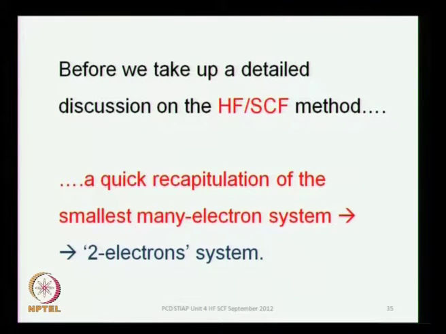Now, before we have a very extensive discussion on the entire self consistent field method, I will spend some time talking about the smallest many electron system, which is the 2 electron system. So, let us just consider 2 electrons, nothing else. Our entire system under consideration is just a pair of electrons. These are identical particles, so they will be described by a geminal because they are completely indistinguishable. Let us see what kind of quantum states we get which describe this 2 electron system.